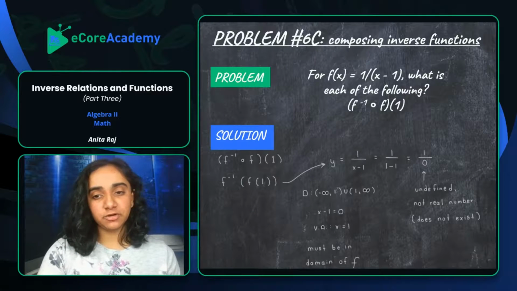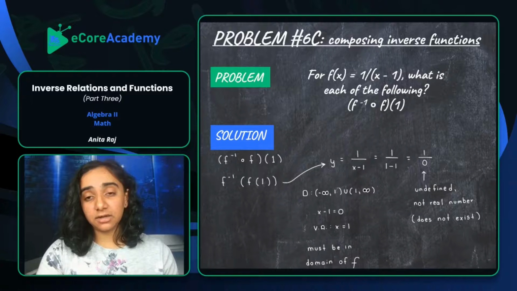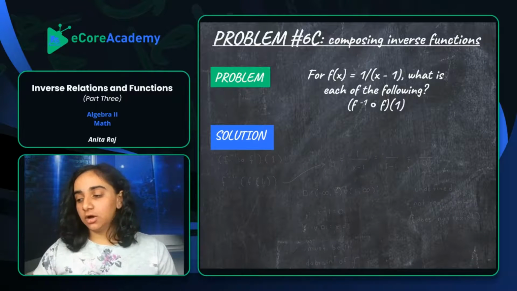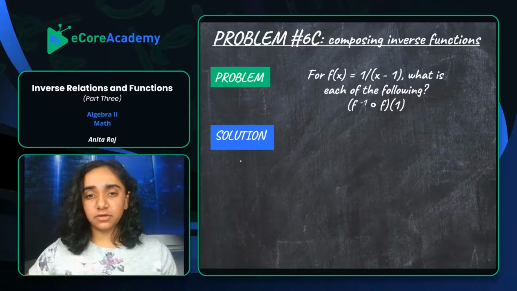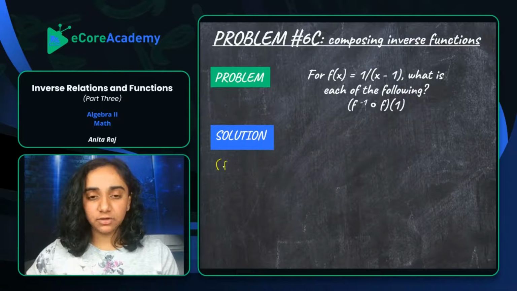Here's your solution already pre-written for you. You can see it's a lot different from the last problem, and I'll explain exactly why this occurs. Alright, so let me rewrite the original composite function we've been given. So we're doing f inverse, and then the function operator, and then f.